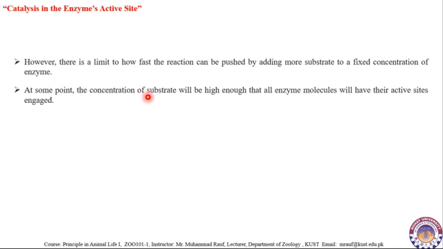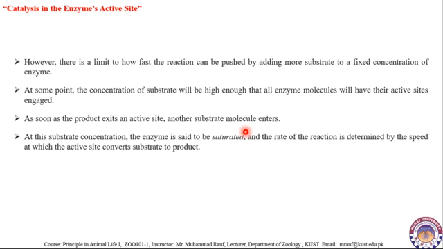At some point, the concentration of substrate will be high enough that all enzyme molecules will have their active sites engaged or occupied. As soon as the product exits an active site, another substrate molecule enters. At this substrate concentration, the enzyme is said to be saturated.